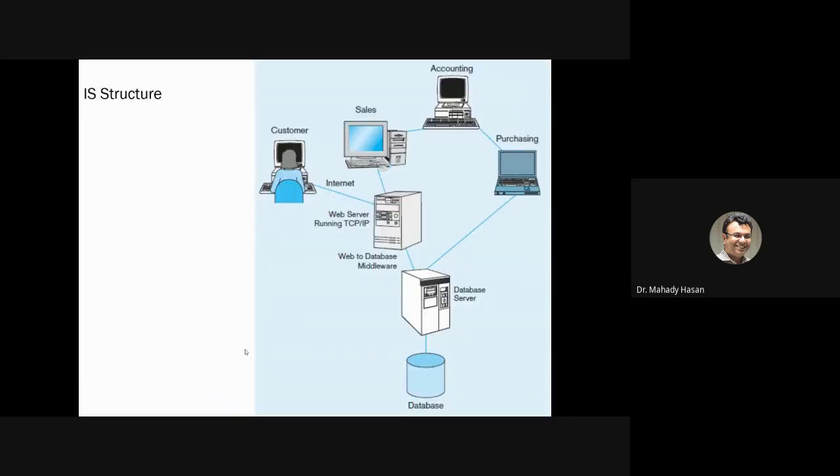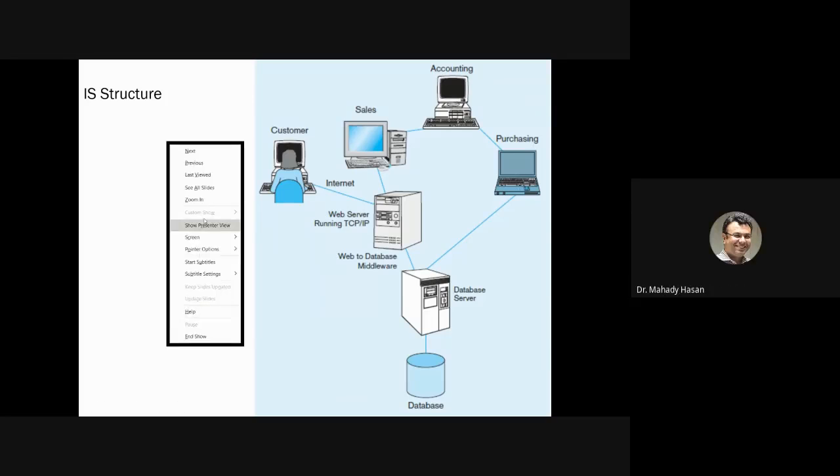Now going back to the IS structure, the information system structure. We have talked about those things, remember, in our first lecture. We talked about the 3-tier model, right? Remember? Yes, sir. We have talked about the 3-tier model, right? Yes, sir.